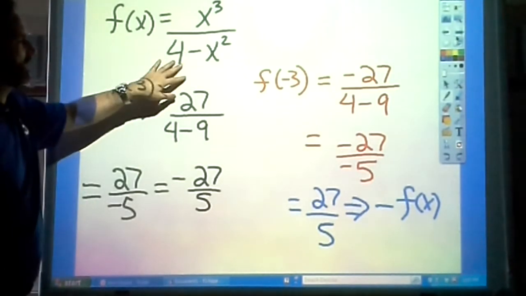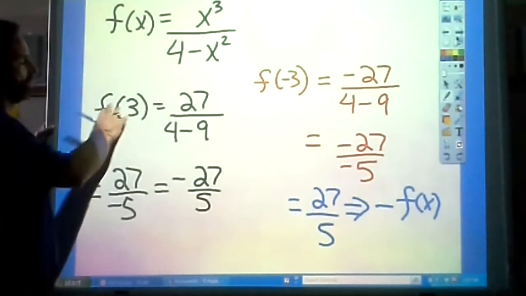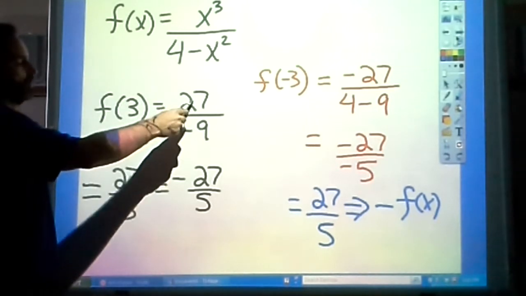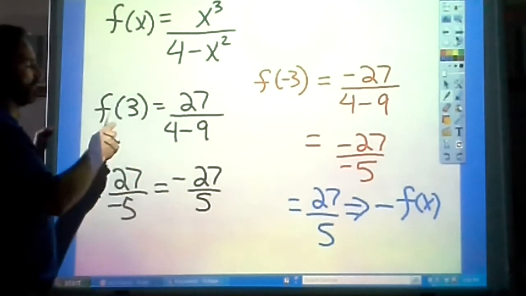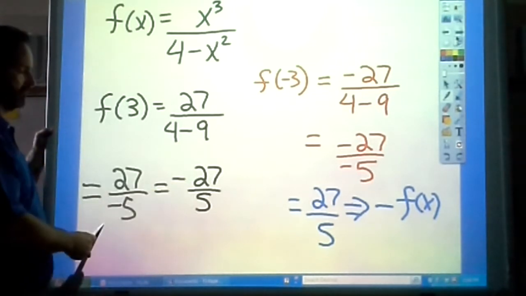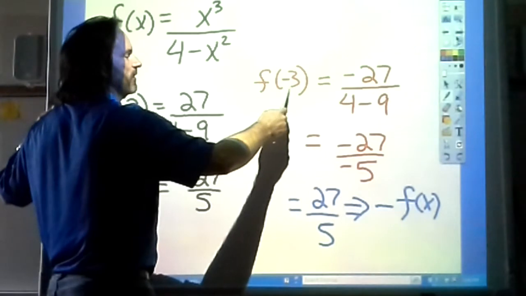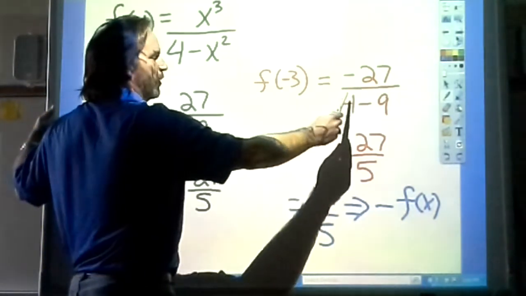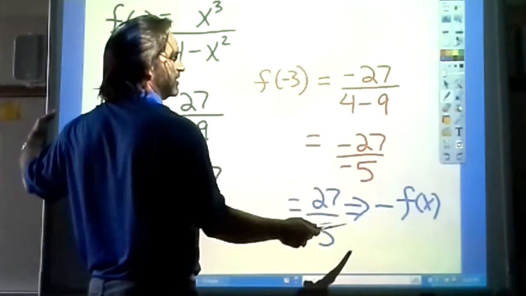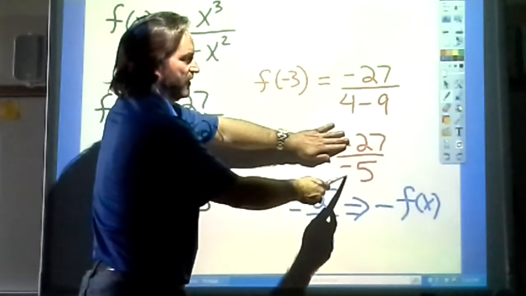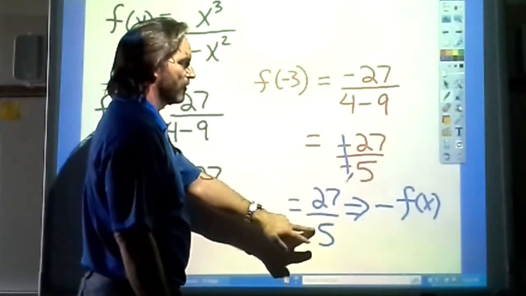Here's the same function again. I put in 3, f of 3. So here's our normal function f of x. 3 cubed, 27, over 4 minus 3 squared, which is 4 minus 9. That's negative 5. So f of 3 is negative 27 over 5. Now let's do f of negative 3. Negative 3 cubed is negative 27, and negative 3 squared is 9, so it's still 4 minus 9. So now it's not 27 over negative 5, it's negative 27 over negative 5. The negatives cancel out, and I've got 27 over 5.